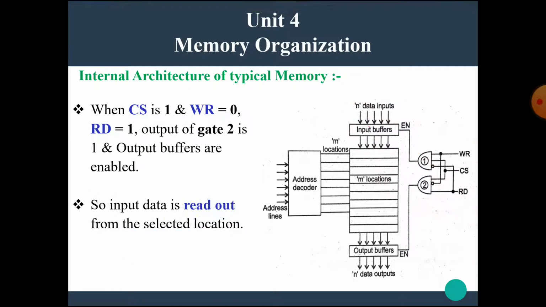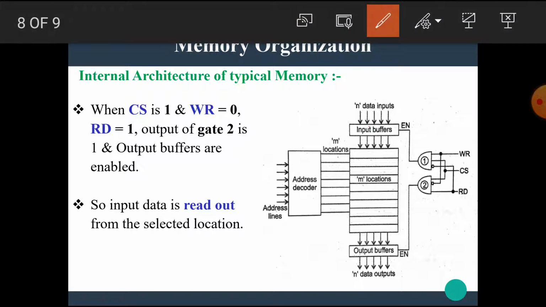Similarly, when CS is equal to 1, WR equal to 0 and read equal to 1, then the output of gate 2 is 1 and the output of gate 1 is 0. Hence, now the output buffers are enabled and so data is read out through N data output lines. Okay, the operation is very simple.